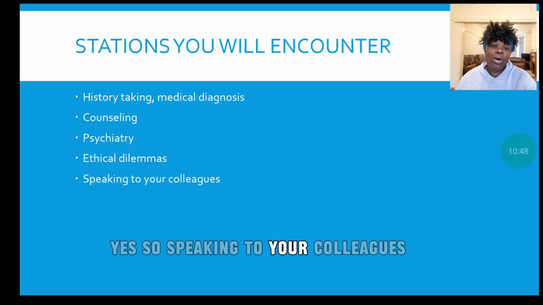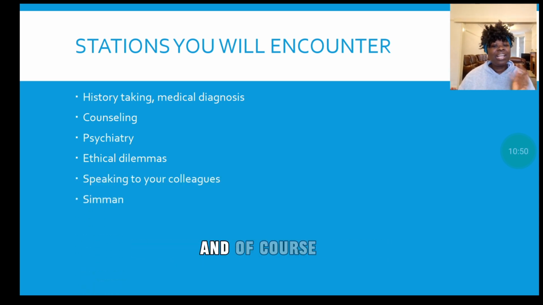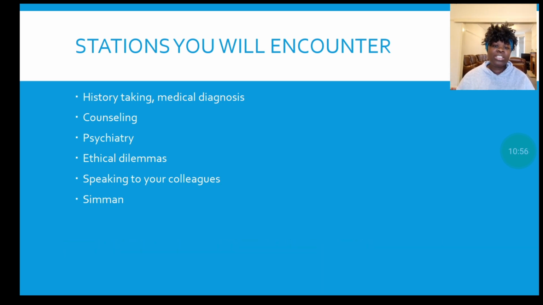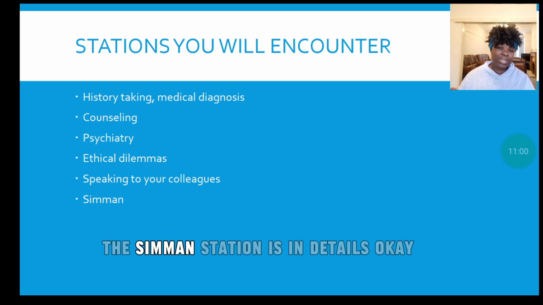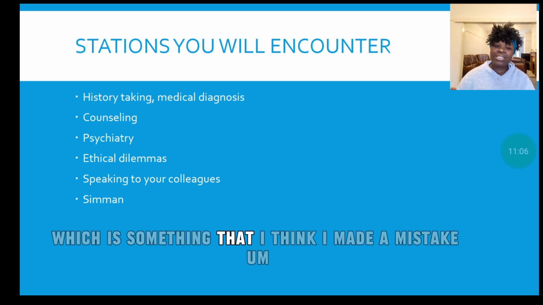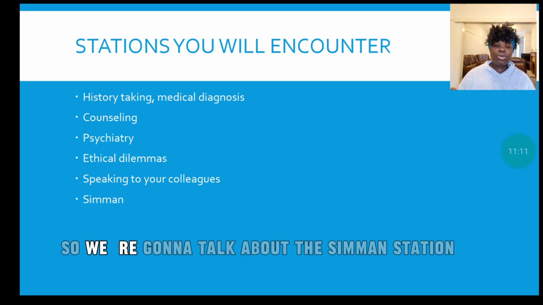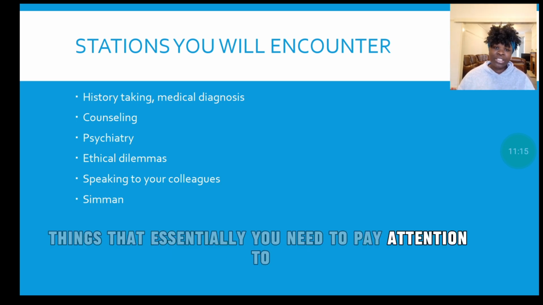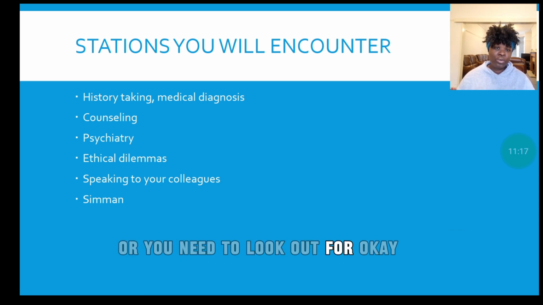Yeah, so speaking to your colleagues, we talked about that already. And of course, you're going to get a Seaman station. This is your emergency A to E assessment, okay? In another video, I really talk about what the Seaman station is in detail, and what the Seaman station is really not about, which is something that I think I made a mistake on initially. So we're going to talk about the Seaman station and the things that you need to pay attention to or look out for, okay?